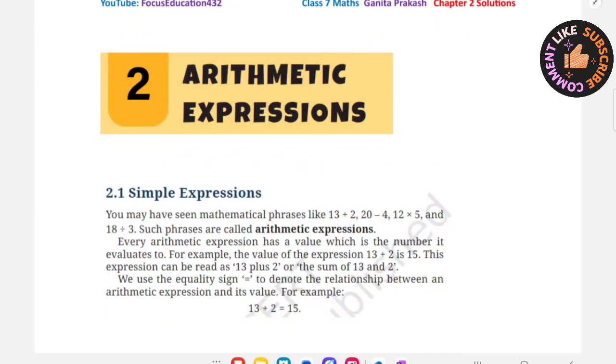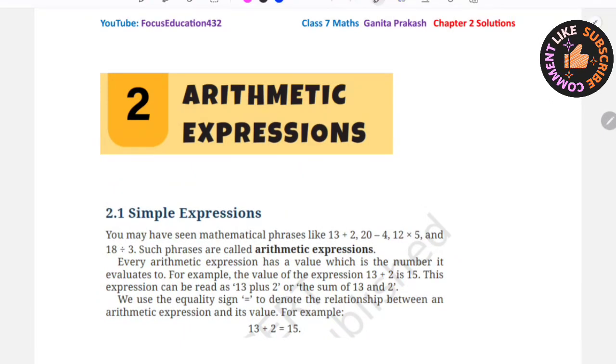Dear students, in this video we will see chapter 2, Arithmetic Expressions of 7th class Mathematics, new book, Ganita Prakash. First thing we should know is what is an expression or arithmetic expression.